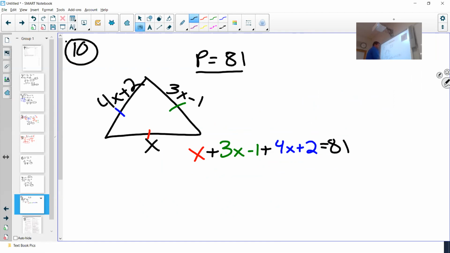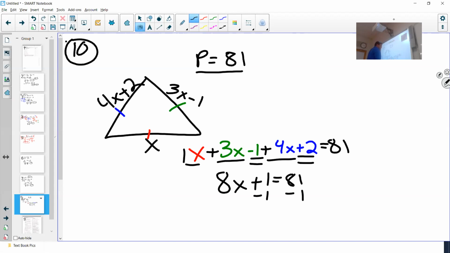So now I'm going to solve it. I'm going to combine like terms. I have a 1x, a 3x, and a 4x. So 1 plus 3 plus 4, I have 8x in total. I have a negative 1 and a positive 2. Negative 1 plus 2 is plus 1, equals 81. I'm going to subtract 1 on both sides because now it's a two-step problem. So 8x equals 80. And then I'm going to divide by 8 on both sides. So then I have x equals 10.